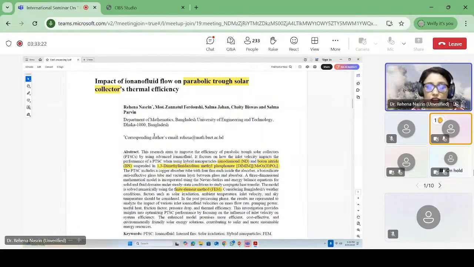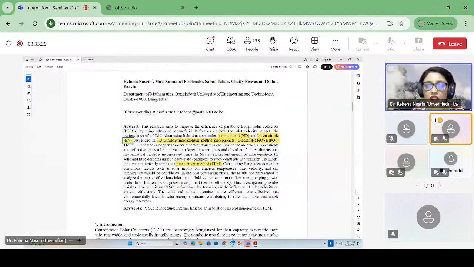So we use here nano diamond and boron nitride as nanoparticles, which are suspended in 1,3-dimethylimidazolium methyl phosphonate. This is known as ionic liquid. These are the chemical names. So chemistry students all know this type of salt name.